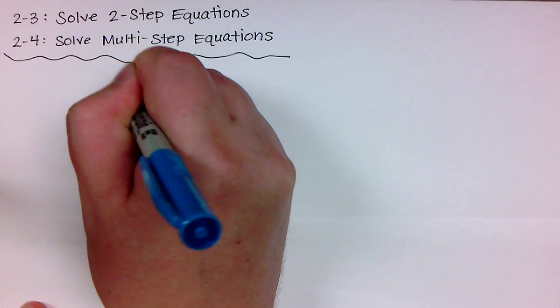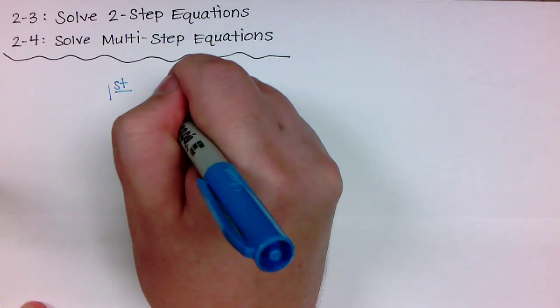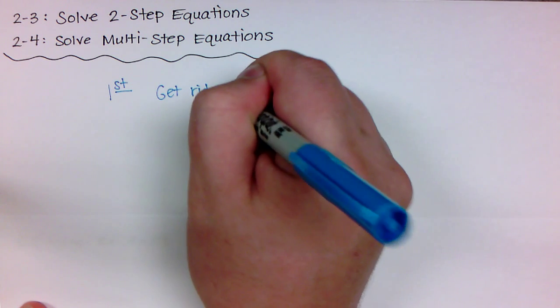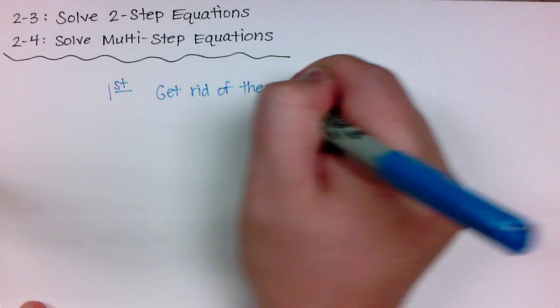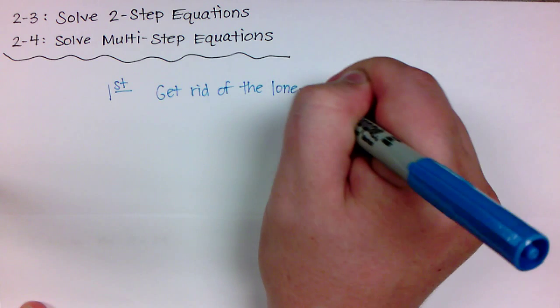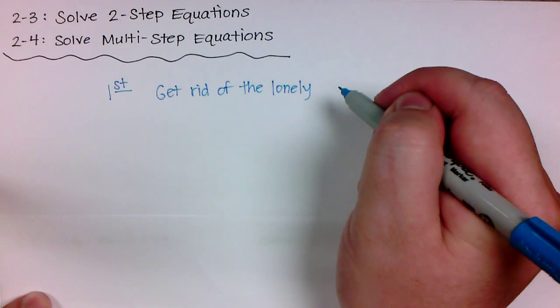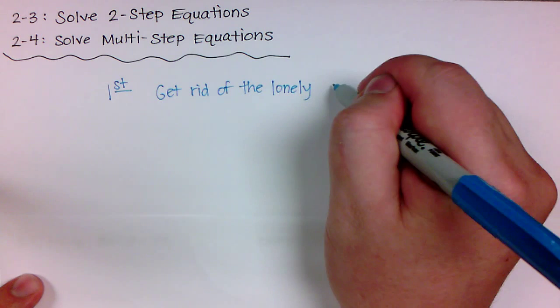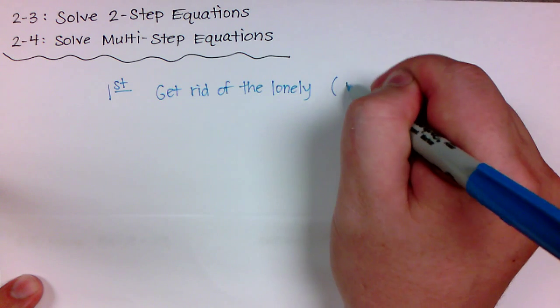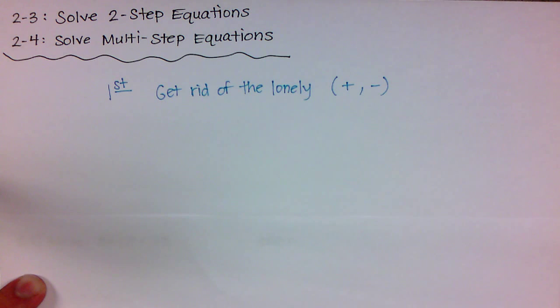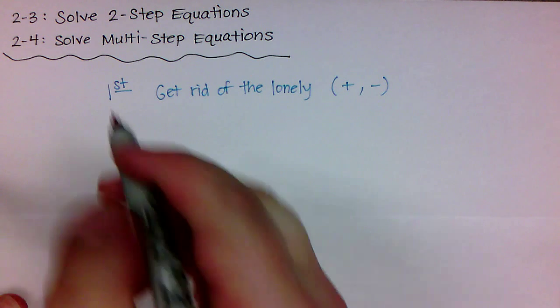So what I want you to remember is first to get rid of the lonely number. This is a number that is not touching the variable, okay? And so normally to get rid of that, you're going to either use addition or subtraction. So let's try to remember that's our first priority, is to get rid of this lonely number, move it to the other side of the equation.